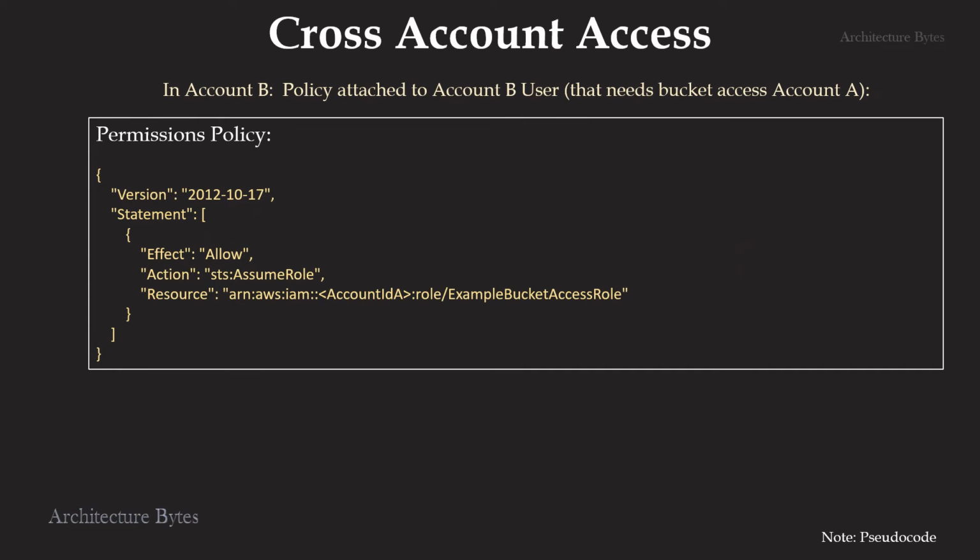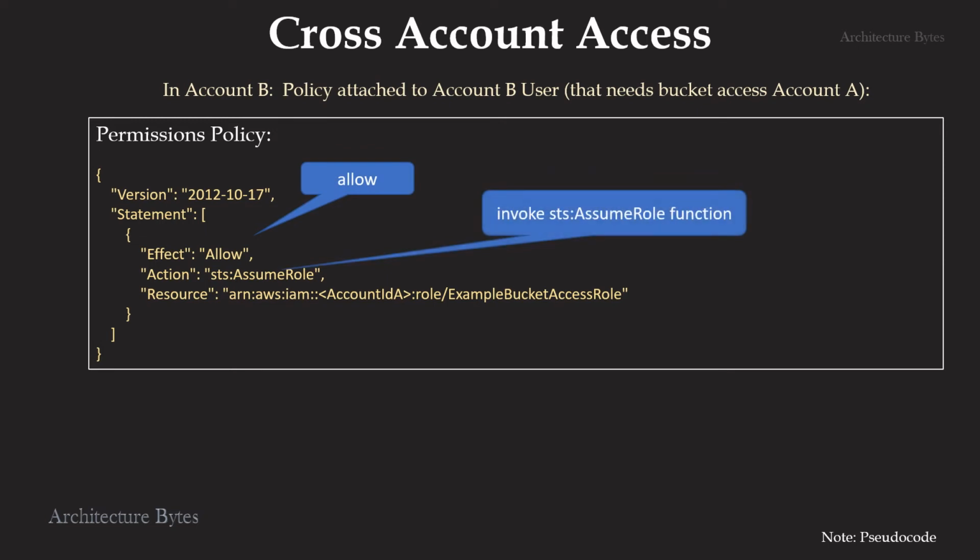Now, in account B, we need to allow a user to assume example bucket access role. This policy reads as allow this user to invoke STS assume role for the example bucket access role. Attach this policy to the account B user that needs access to the example bucket in account A. Now we are done. This will allow the account B user to switch role to example bucket access role and thus access the example bucket.